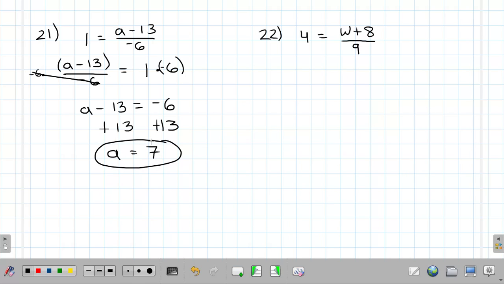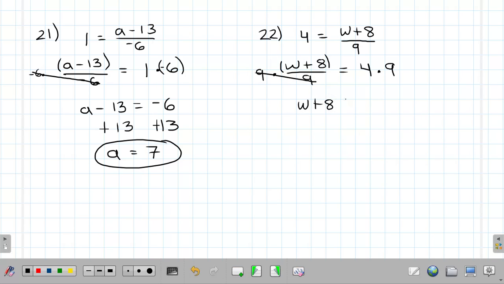And lastly, with this one, same kind of thing as number 21. It's on the opposite sides, but this one actually to me is easier because everything's positive. There's no subtraction. So if we rewrite this using the symmetric property, all we got to do is see, okay, w plus 8, it's in the numerator. So that means it's grouped together. So we would add 8, then divide by 9. So that means we need to multiply times 9. Then after that, we're going to subtract 8. So we're going to get rid of that.